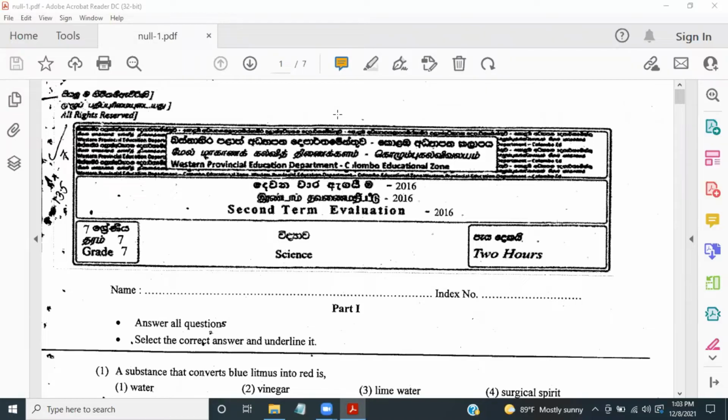Today we are going to discuss the second term test paper of the Western Province in grade 7. We will see what are the answers for these questions.